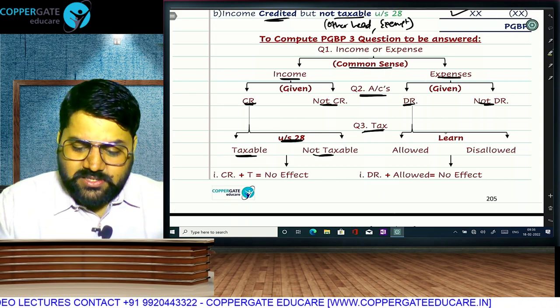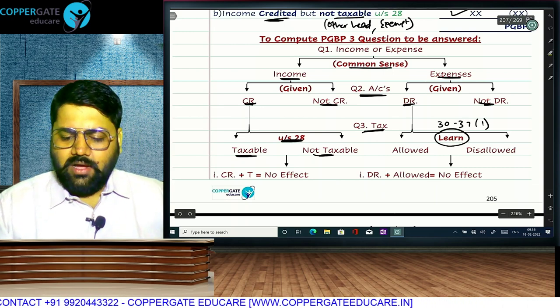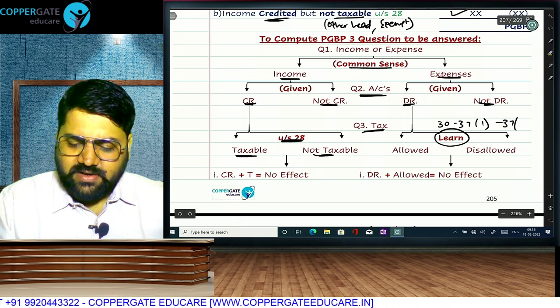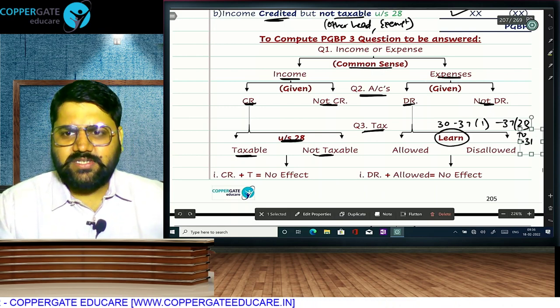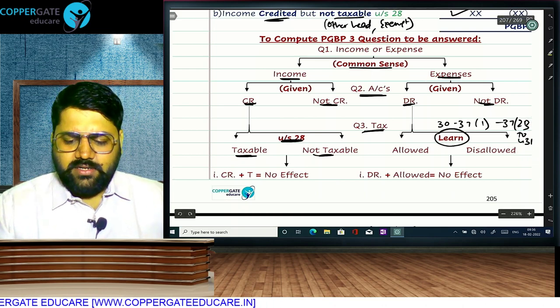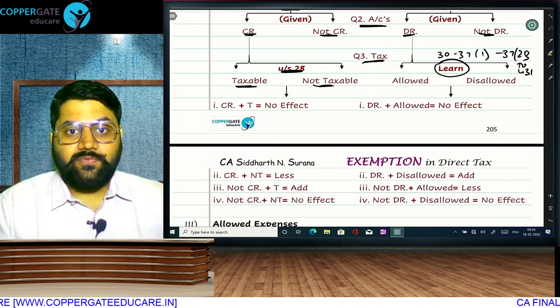And for expense, this is the only thing that you have to learn: from section 30 to section 37(1), allowed expenses, and then from section 37(2)(b) to section 43(b), disallowed expenses. You have to learn expenses which are allowed, expenses which are disallowed, and finally you will get four possibilities for income and four for expense.